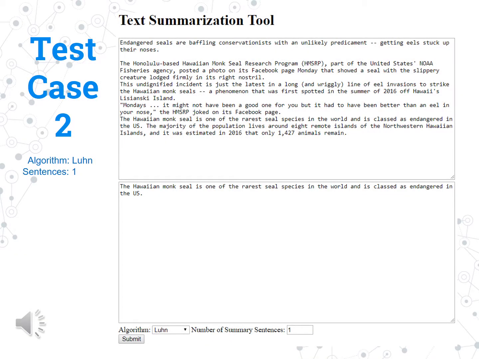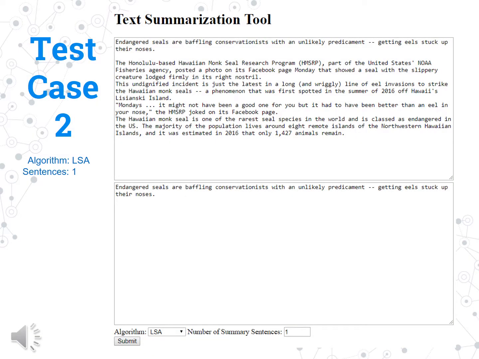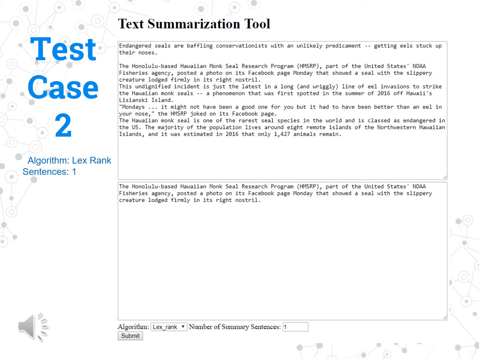Another test case is to generate only one sentence. Let's check the Luhn algorithm result on this slide. So here is the TextRank algorithm result for only one sentence. This is the latent semantic analysis (LSA) one-sentence test result. And here is the LexRank test result.